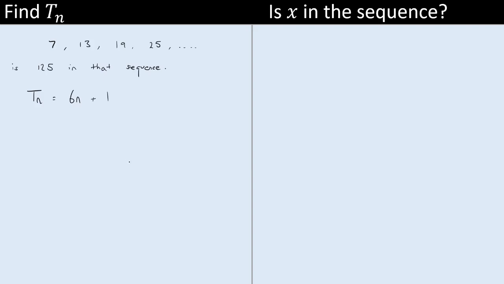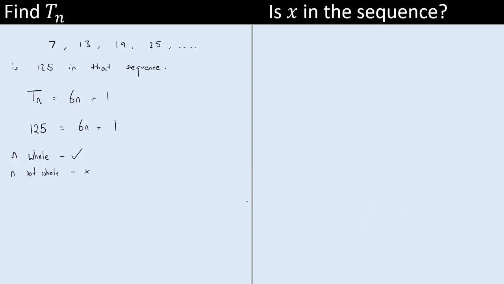Now, if 125 is in that sequence, then at some point, 125 would be equal to 6n plus 1 for some value of n. We don't know what that value of n is. If we can find out that that value of n is a whole number, then it is in our sequence. So if n is whole, that's a yes, and if n is not whole, then no, it's not in our sequence.